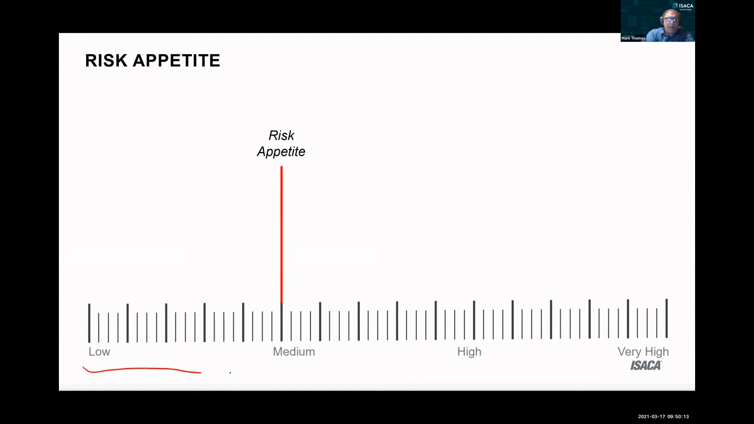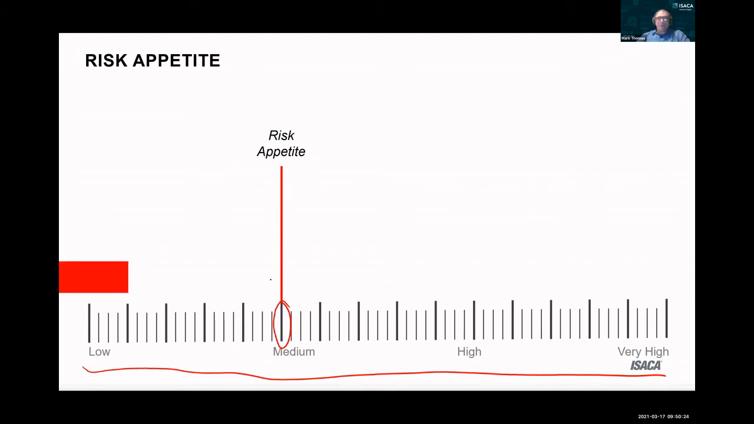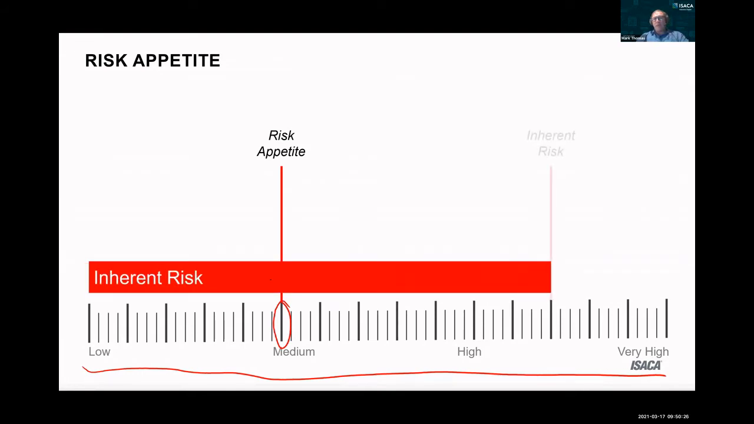So we've got this continuum. Let's say my board has a continuum, and let's just keep this very high level. And they say our risk appetite is right here. We're just going to call it medium, okay? Again, maybe different from some organizations. And we've identified a risk.